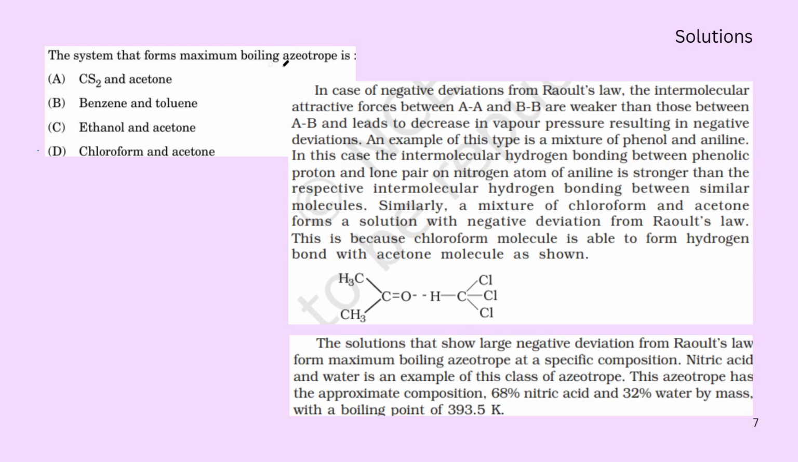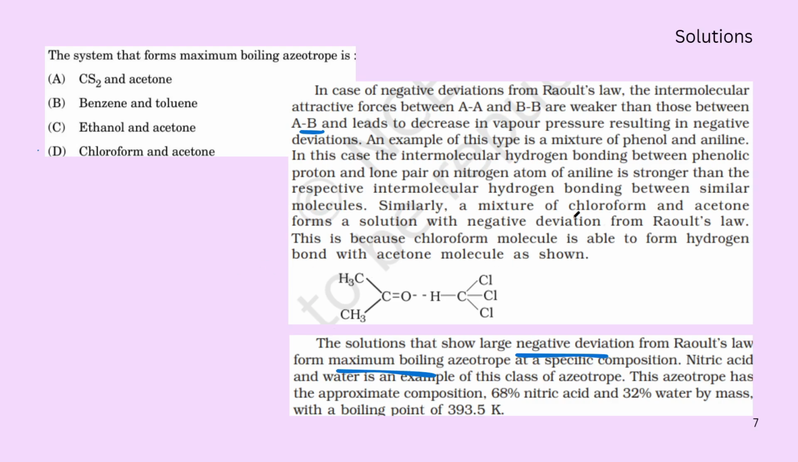The ones that show a negative deviation from Raoult's law form a maximum boiling azeotrope, and this makes sense, because negative deviation is observed when the AA forces and BB forces are weaker than the AB forces. So your solution has a lot more intermolecular attractive forces, which in turn leads to an increase in boiling point. So obviously this will form a maximum boiling azeotrope.